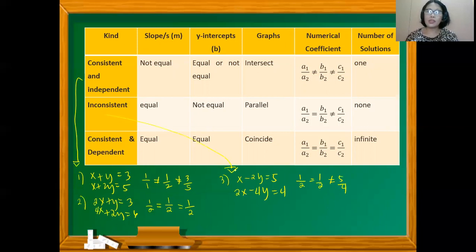So in our next discussion, we're going to calculate the solution of each type of system: consistent and independent, inconsistent, and consistent and dependent. So bye for now.